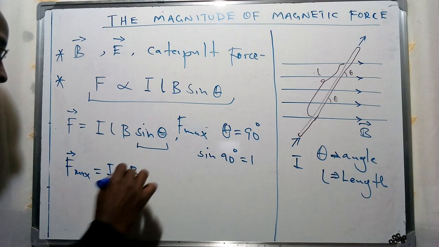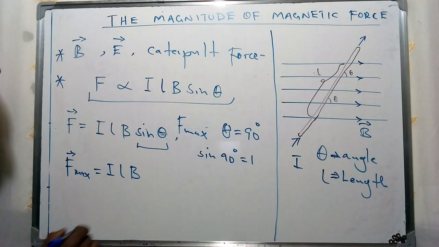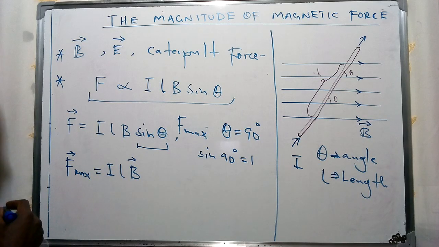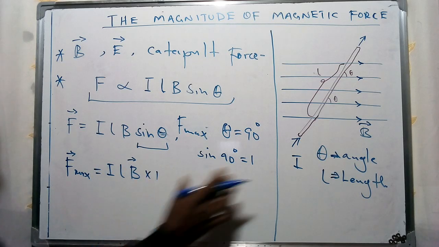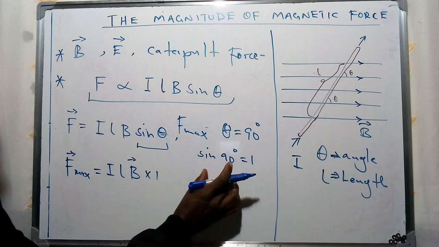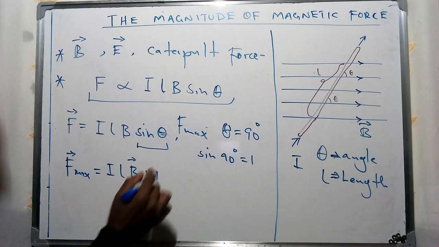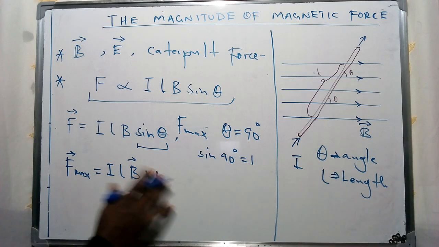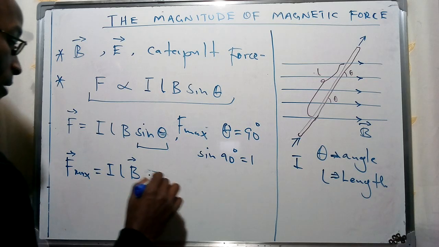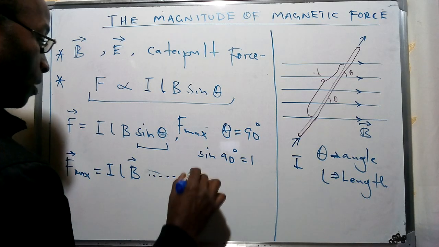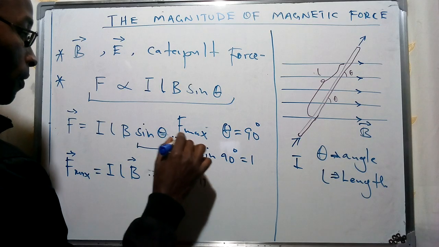Therefore, we can find the maximum force at this point, given as the product of the current, the length of the wire, and the magnetic field, and the sine ratio is going to be given as 1. Therefore, we are going to have this equation given in that format. Let's assume this is going to be our equation 1.